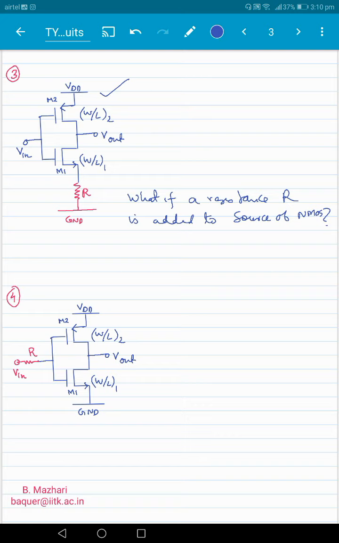Again, this is a question of what if a resistance R is added at the input, right? So in each one of these cases, what we are doing is we are asking a what if question. What if a certain change is made to the circuit? Can you predict what the impact of those particular changes are? And impact in a comprehensive manner on all aspects of the inverter, right?